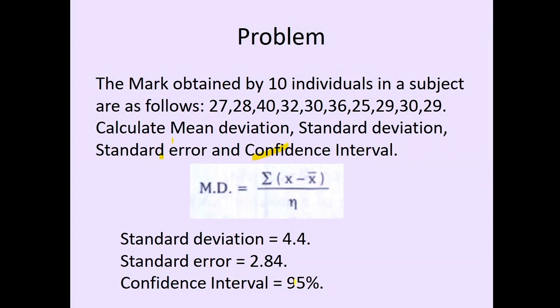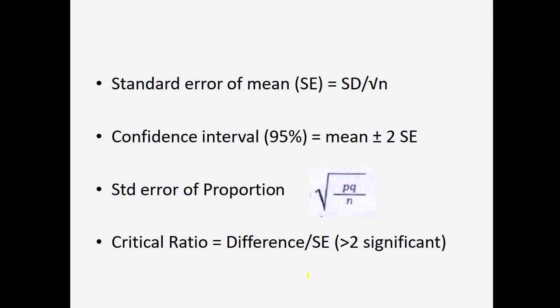The 95% confidence interval is always plus or minus 2 standard errors, which is explained here. Standard error of mean is given by the formula standard deviation by root of n. The 95% confidence interval is equal to mean plus or minus 2 standard errors. So 2 standard errors will be calculated from the standard deviation. Standard error of proportion is given by the formula root of pq by n, where p is the prevalence, that is the proportion, how much proportion you have, q is 100 minus p, and n is the total sample.